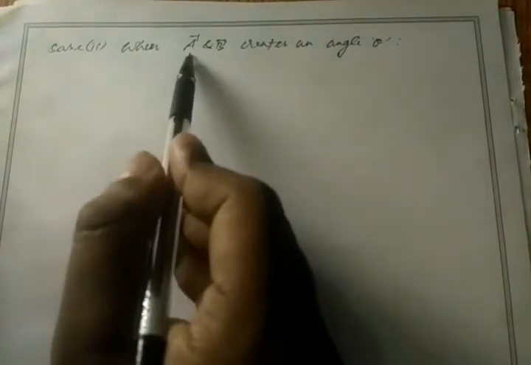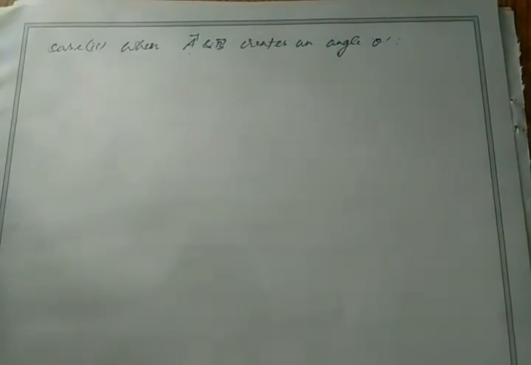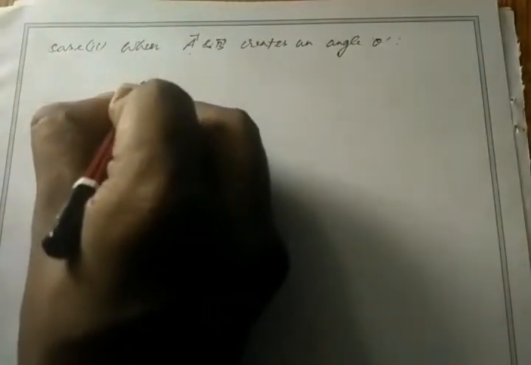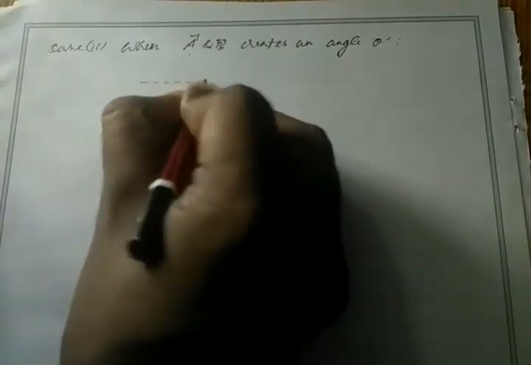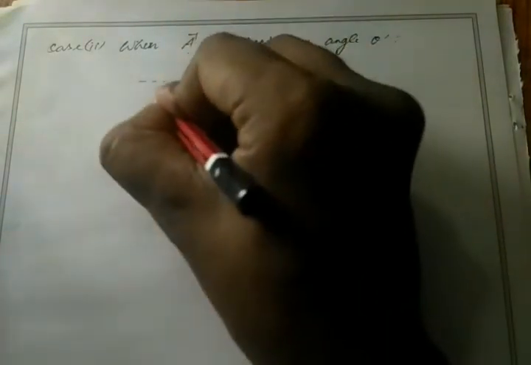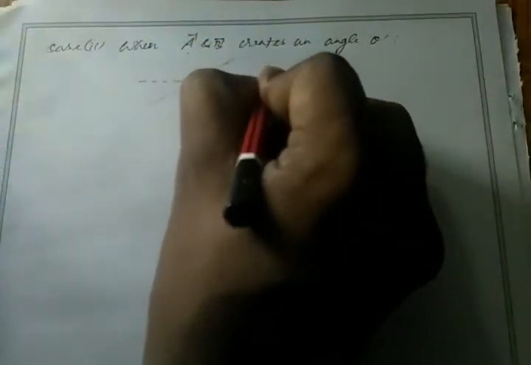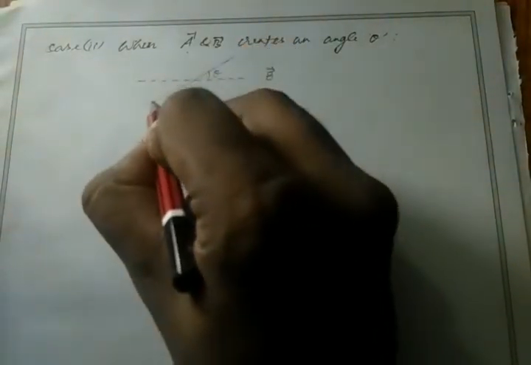In case 2, when the area vector, the area of the loop, and the magnetic field create an angle theta with each other. For example, this is our magnetic field, the direction of the magnetic field, and this is the area. Okay, it creates an angle theta with the magnetic field. So this is our magnetic field. Okay, this is our loop, a rectangle loop. So what will be the area of the rectangle loop?